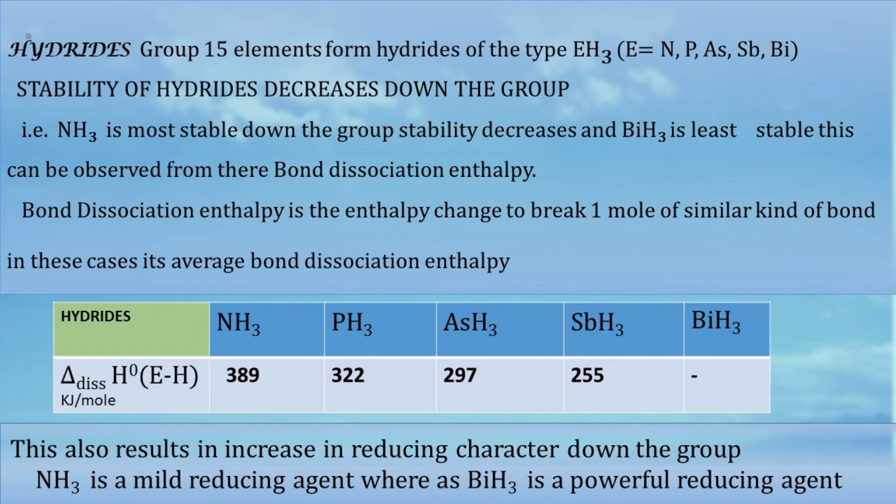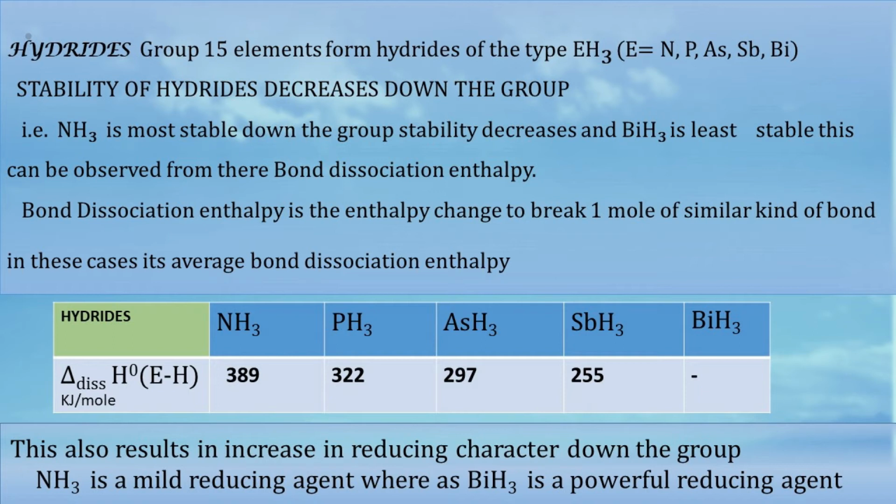Among these, NH3 is the most stable and the stability decreases down the group. That means BiH3 is the least stable. Well, how can you explain this phenomenon? This can be explained on the basis of bond dissociation enthalpy. See, I have listed the bond dissociation enthalpy. In this case, it is actually the average bond dissociation enthalpy.